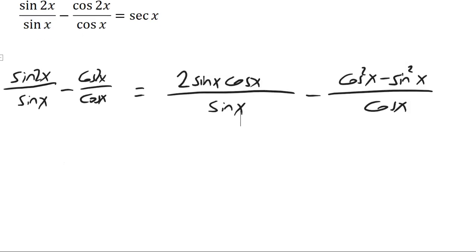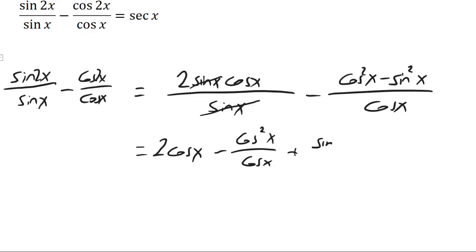Looks like we can start simplifying and canceling some stuff. So these sine x cancel, so I'm left with 2 cosine x. And over here, I would have cosine squared x over cosine x plus sine squared x over cosine x. So what am I left with? Cosine x, and this reduces to 1 power. So I have 2 cosine x minus cosine x, so that's just 1 cosine x.